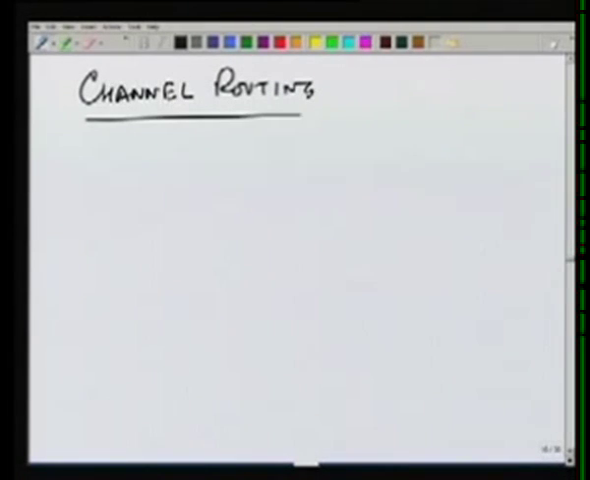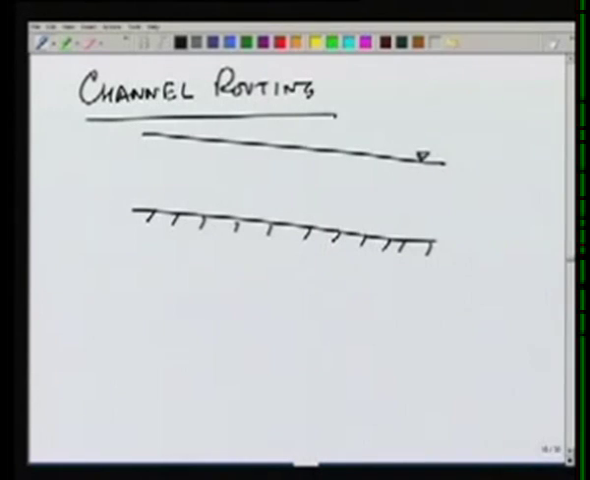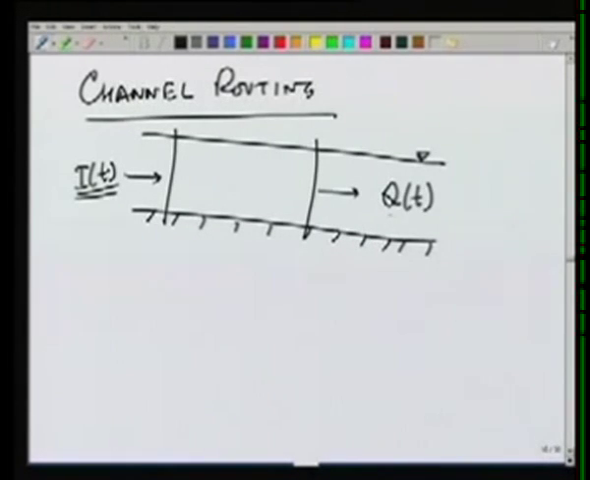In the channel routing, the basic methodology is knowing the inflow at certain point. We want to predict what will be the outflow at some other point, and in this case, therefore, as compared to the reservoir routing where we had storage in the reservoir, now we have to think of the storage in the channel.